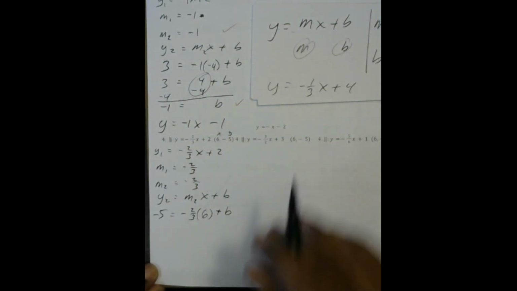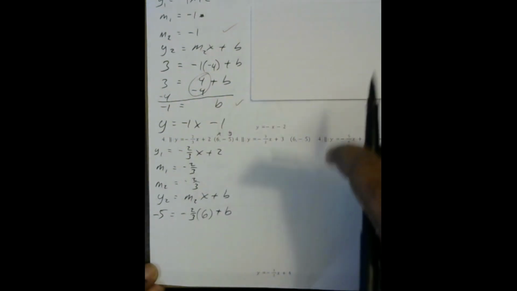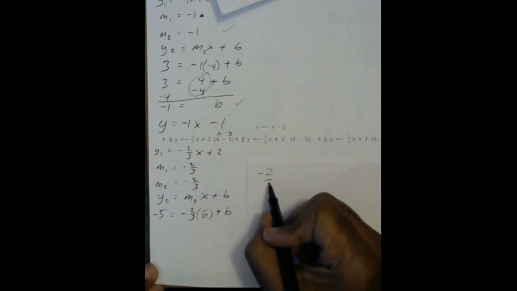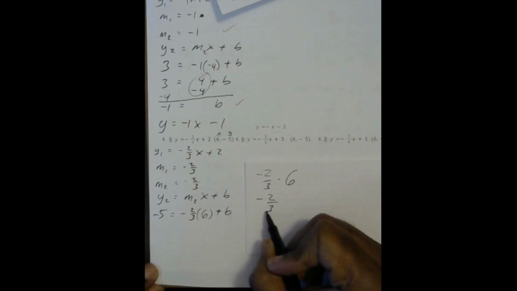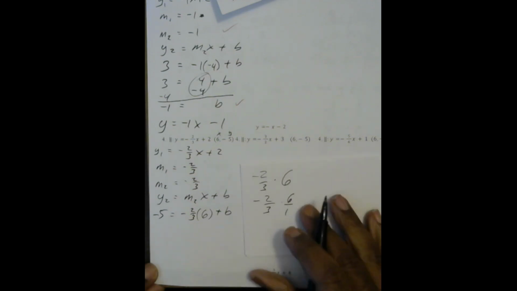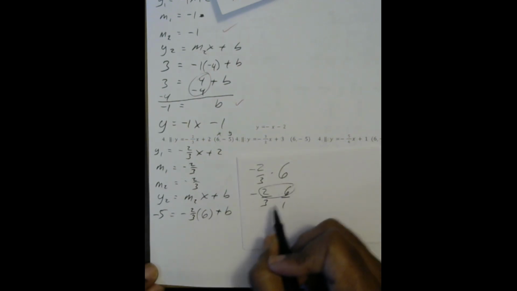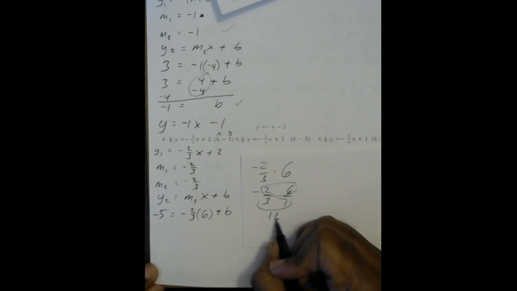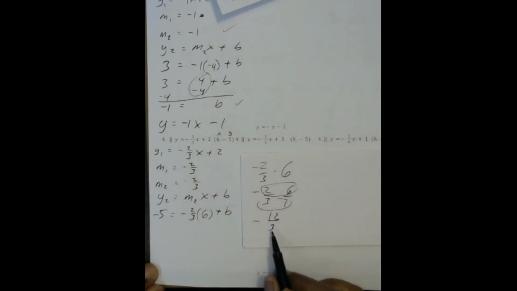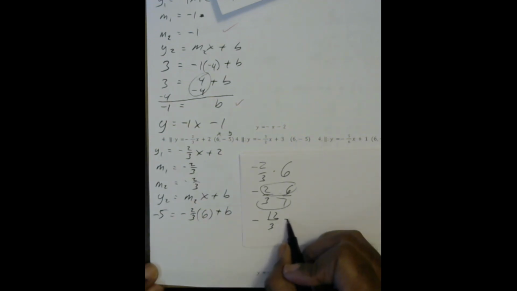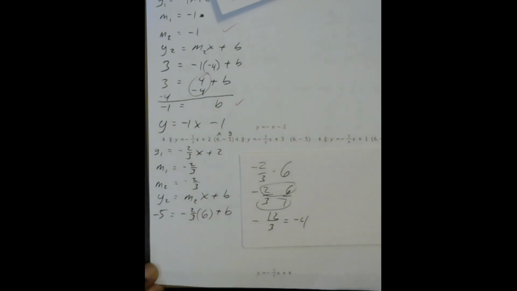Now let's simplify this. When I multiply -2/3 times a 6, this is what happens. -2/3 multiplied with a 6 is the same thing as -2/3 times 6/1. And when you multiply numerators and denominators, you'll get 12/3. And the negative, we won't forget that. And 12/3 can be simplified. 12 can be divided by 3. Therefore, we can say this is going to be -4.